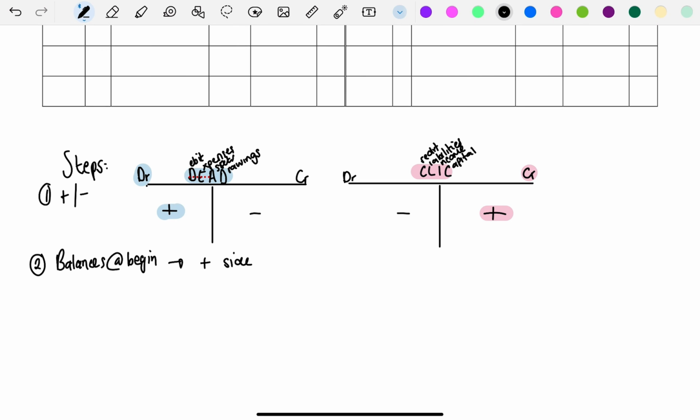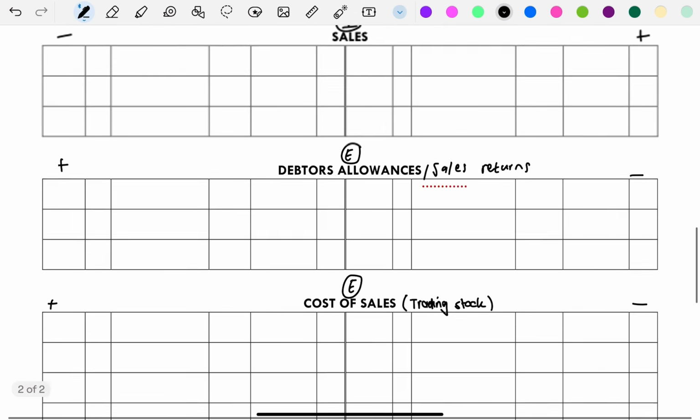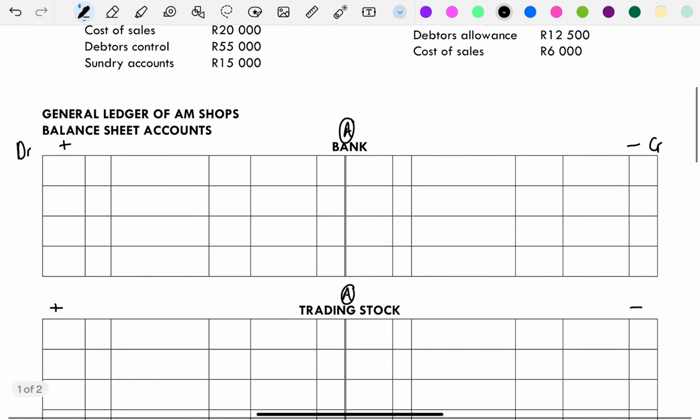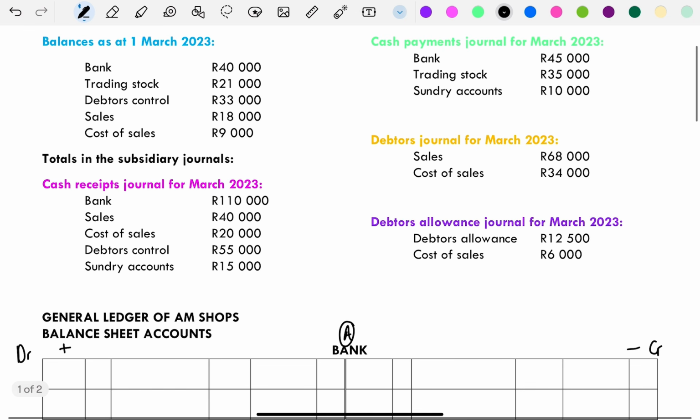Okay, so I'm writing these steps very abbreviated. You can obviously write them down in more detail, but these balances at the beginning of the month, in a very simple way to explain it, is they say to us, bank has a balance of 40,000 on the 1st of March, and that just tells me that my bank account already had 40,000 Rand in it, which means I've got a positive bank of 40,000. So that's what we're going to go ahead and do now.